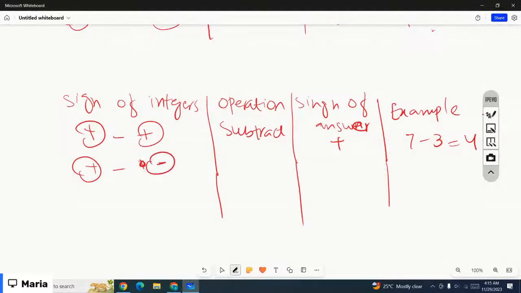Then you are subtracting a positive and a negative number. You have to add. Subtracting a negative number is the same as adding, right? You have to add, and the answer must have a positive sign. For example, you have 7 minus negative 3. 7 is positive, right? And 3 is negative. Subtracting a negative integer is the same as adding. It is the same as 7 plus 3, and the answer is 10. Got it?